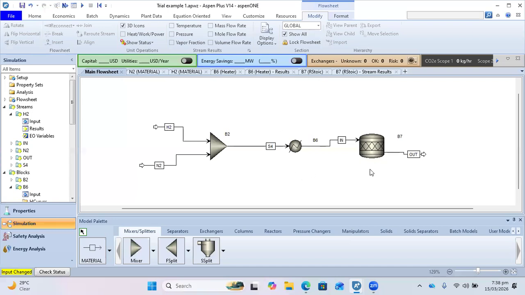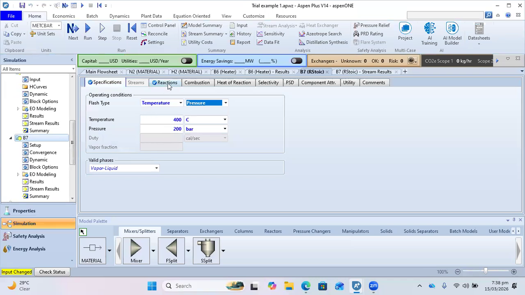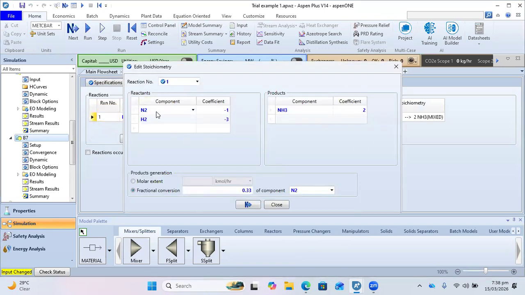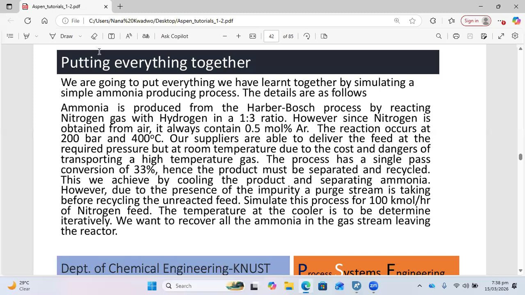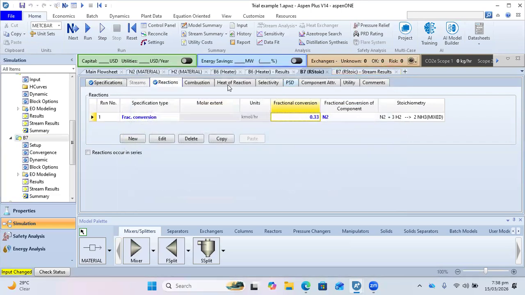Okay. After we specify the heater, we came to the reactor itself. So just like the heater, we'll start with the temperature and then the pressure, and then we'll now add the reaction. So we clicked on new, and when we did, it brought us to this interface. So we had the reactants, we had the products, and then we had their stoichiometric coefficients. The negative is just because it's a reactant, right? Oh, sorry, this is -3. Yes, okay. And then we use the conversion, the fractional conversion, because the question told us that we have a single pass conversion of 33%. So that was here. So our fractional conversion is 33%.